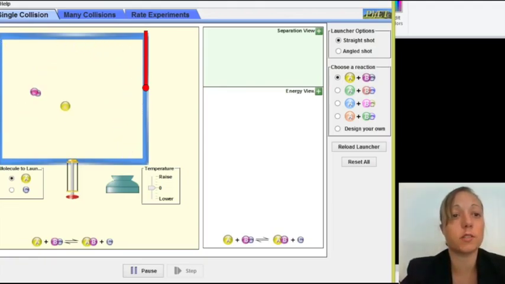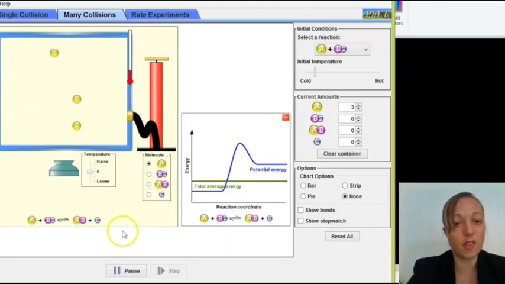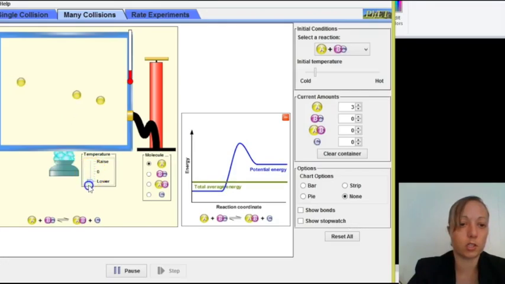Alright, so let's increase the number of molecules. Same reaction, but this time we're going to increase the amount that there are. So let's make that happen. Alright, so we've got lots of A's. And that's all we've got at the moment. So we've only got A's in there. We can see the A's are colliding together with some sort of energy, and we can lower that energy here. So we're going to cool it right down.